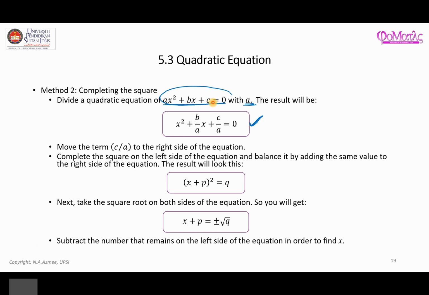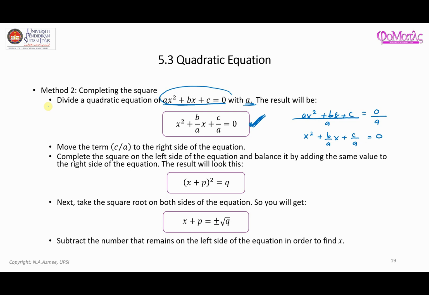So okay, ax squared plus bx plus c equals 0. Divide the whole thing with a. Then you will have x squared plus b over a x plus c over a is equal to 0. So that is what you have over here.